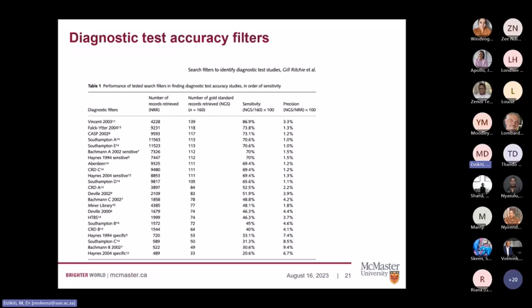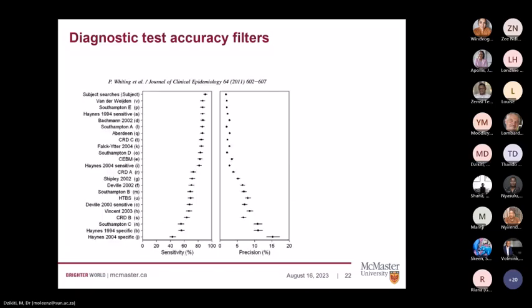And then Ritchie et al. looked at a lot of these filters and tried to get an estimate of sensitivity and specificity and precision around all the filters that have been developed for filtering out diagnostic accuracy studies. And you can see here the sensitivity again and the precision vary greatly between these. And this is just a follow-up to that, which was published in 2011, again showing you that the sensitivity and precision around these vary quite greatly. But these are all available on that York website in the UK.